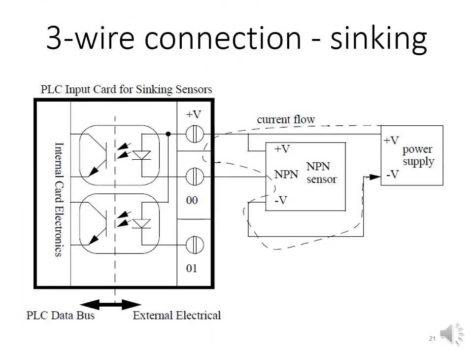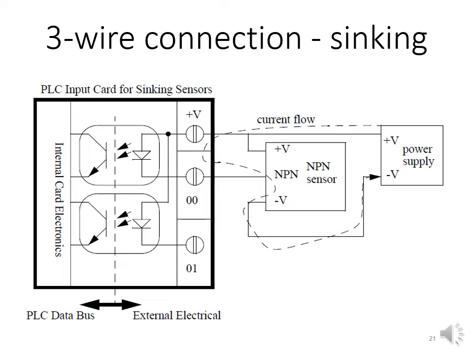Sinking and sourcing sensors are connected to the receiving circuit using either 3-wire connection or 2-wire connection. In the first illustration, we are showing an example where we are connecting a sinking sensor to a PLC input card using 3-wire connection. The sensor has 3 terminals. Two of them are the power supply terminals. The third terminal is the collector of the NPN transistor output stage.